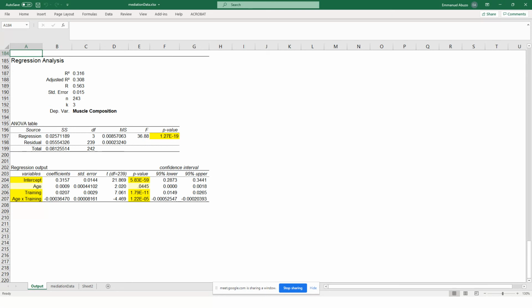But if we are just going to have only this presentation, we could say that the age is a moderator to the interaction between the training and the age.